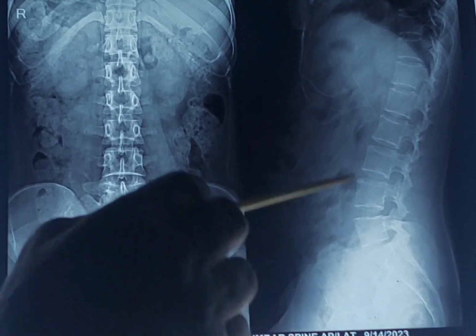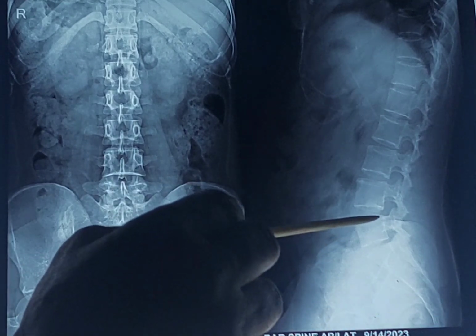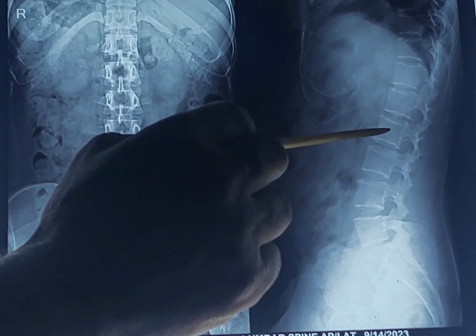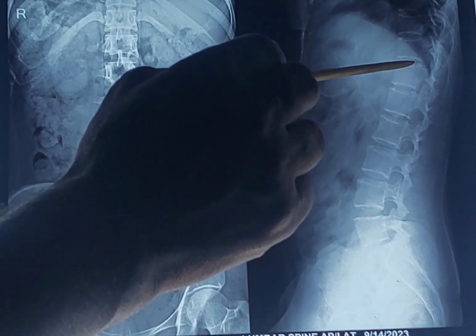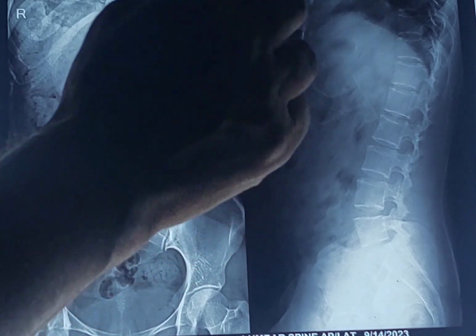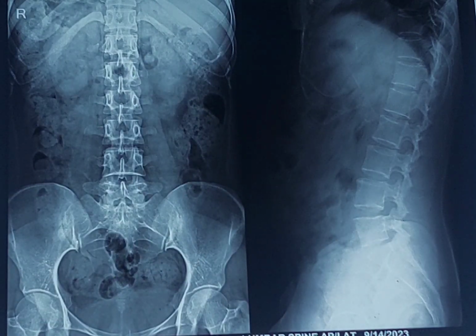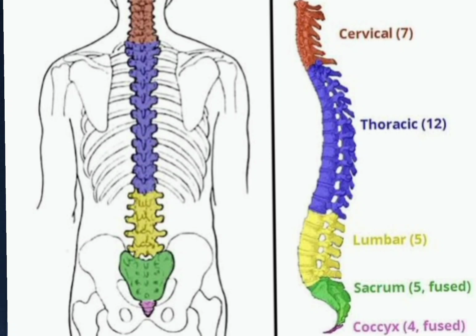So this is the fifth lumbar vertebra, fifth, fourth, third, second and first. And this is the 12th thoracic, 11th thoracic like this. So we can count the vertebra. Then how many vertebra are there in the lumbar region? All of us know, in the lumbar region we will get 5 lumbar vertebra.